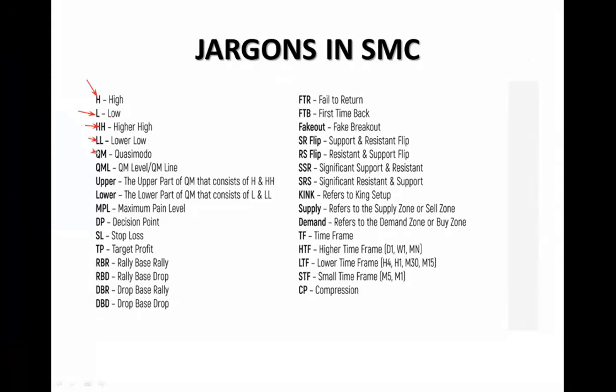QM we call Quasimodo, QML we call Quasimodo level or Quasimodo line. Upper can be the upper part of QM that consists of high and higher high, or lower is the lower part of the QM that consists of low and lower low. Okay, we also have the MPL, maximum pain level. We also have the DP, decision point.